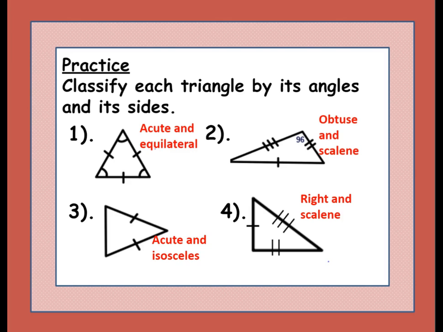On this one, they kind of try to trick you. They don't give you the little square like they're supposed to, but you can obviously look at it and see that it has a nice 90-degree angle right there. So you know it's a right triangle, and you know it's scalene because all three side lengths are different. So all I did was use the definitions to name them.